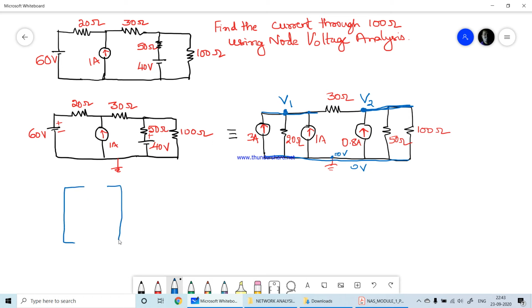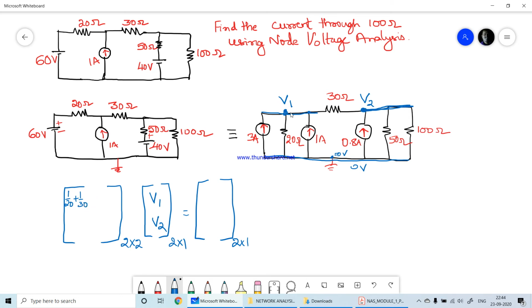The matrix dimension will be 2 cross 2 because we have only two nodes, and the voltage matrix will be 2 cross 1, which is V1 and V2, equal to the current values, again 2 cross 1. Now here, what is G11? Here it is G11, G12, G21, G22. When I say G11, you see that the 20 ohm is connected to node 1, and the 30 ohm is also connected to node 1. Therefore it is 1 over 20 plus 1 over 30.